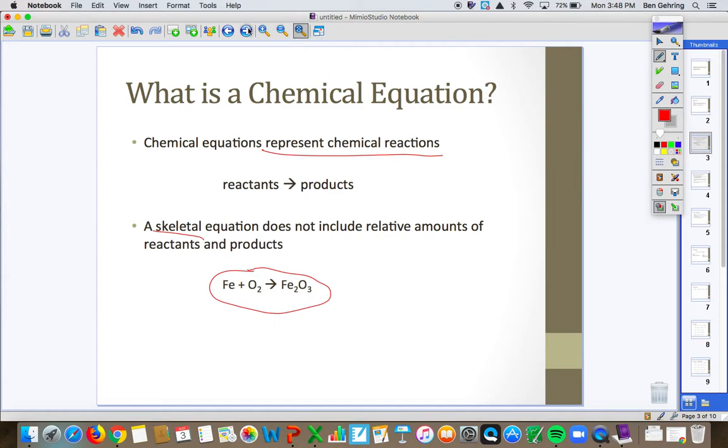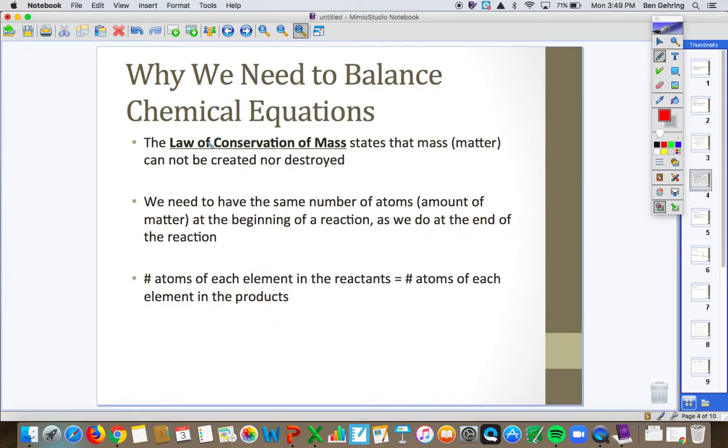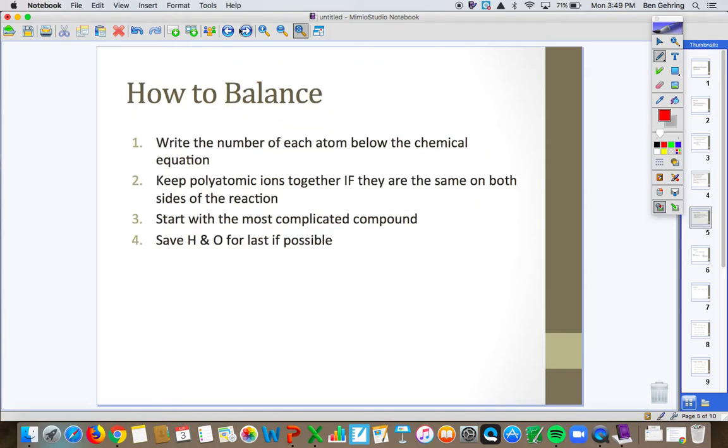So now we're going to look at balancing. But the question is, why do we need to balance? There's this concept in science known as the law of conservation of mass, which states that mass or matter cannot be created or destroyed. And so we need to have the same number of atoms, or same amount of matter, at the beginning of a reaction as we do at the end of the reaction. Essentially, we need the same number of atoms of each element on the left as we have on the right, so the same number of atoms on the left as on the right side of the arrow, or the equal sign, essentially.